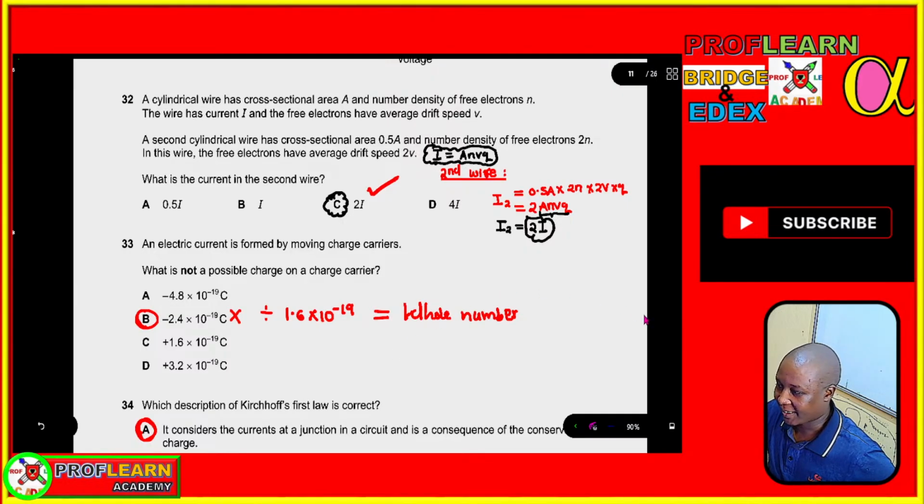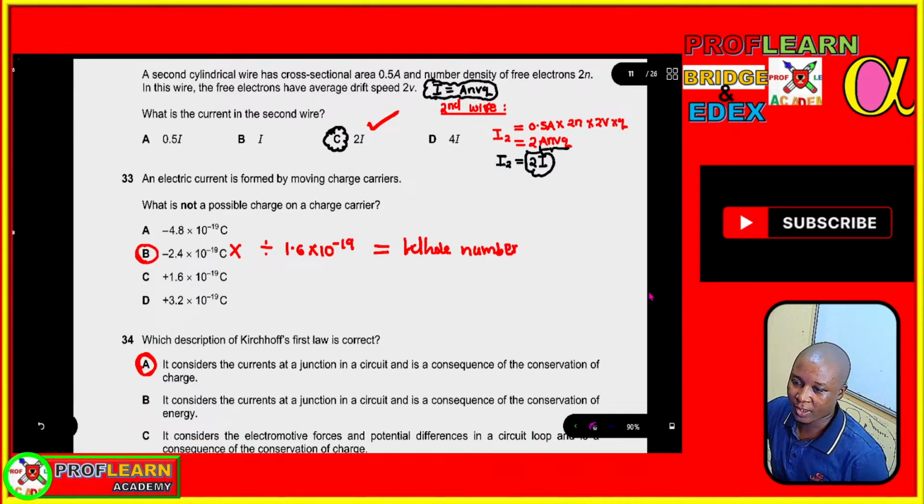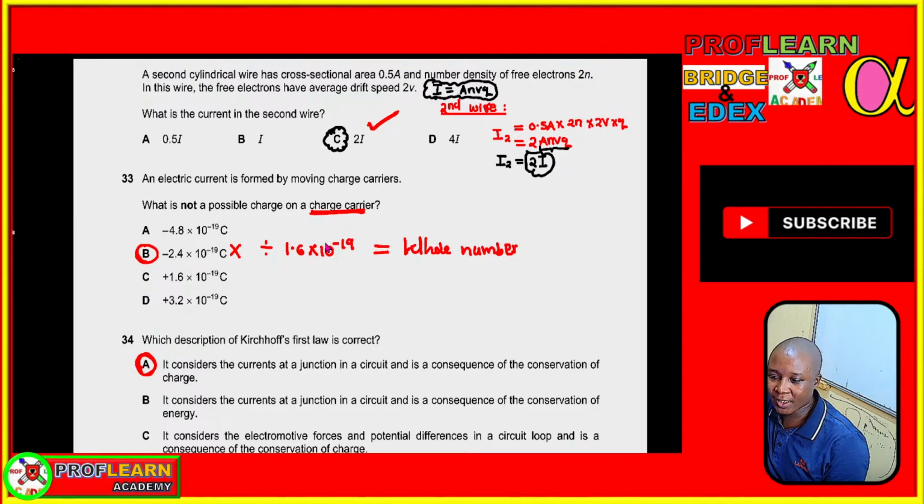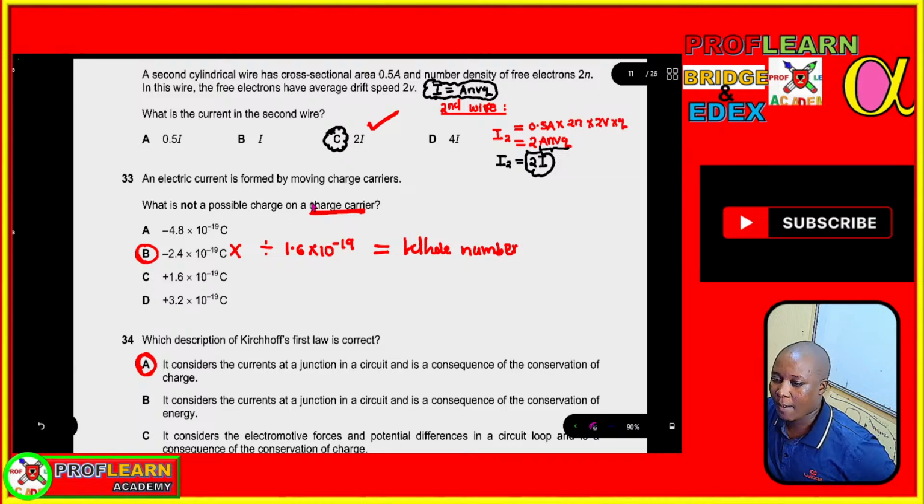For question number 33, electric current is formed by moving charge carriers. What is not a possible charge for the charge carriers? So what you need to do here, for every quantity that you have, you divide it by 1.6 times 10 raised to power negative 19, because charge is discrete. If you have one electron, it is 1.6 times 10 raised to power negative 19. If you have two, it will be 3.2 times 10 raised to power negative 19, and so forth. So there's no way you can have a fractional charge, because charge is discrete.